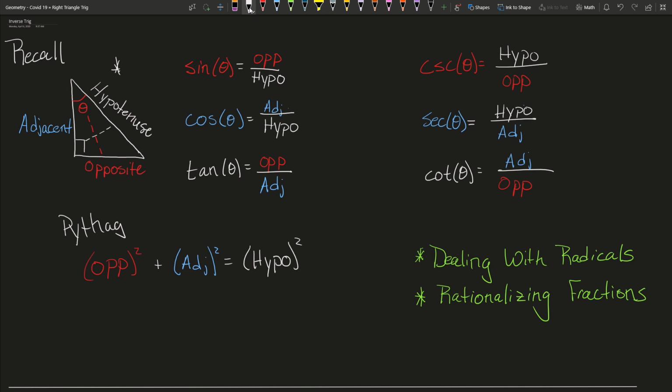That way you're not dealing with huge numbers under radicals where you aren't really sure what perfect squares go into what. Is there an easier way to remember cosecant, secant, and cotangent, like an acronym for them? Not really. That's just something you've got to memorize.